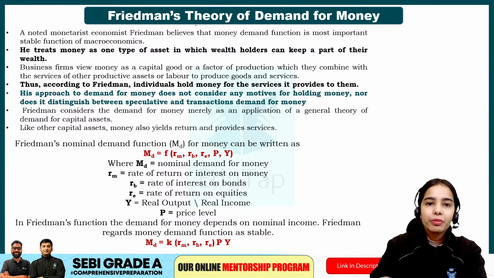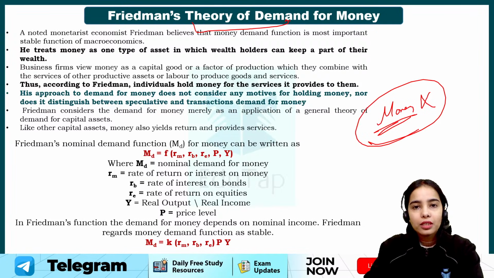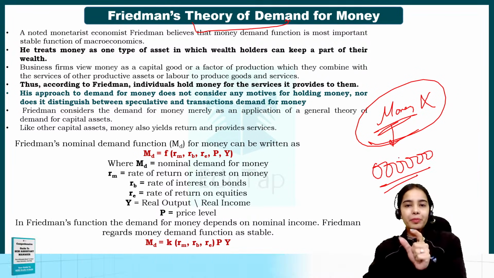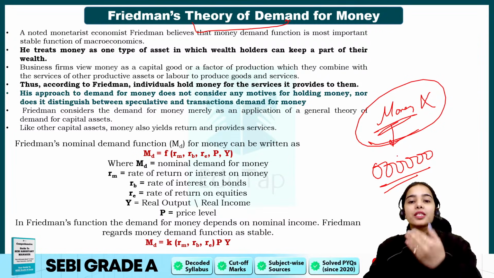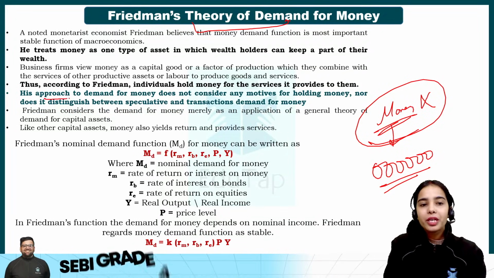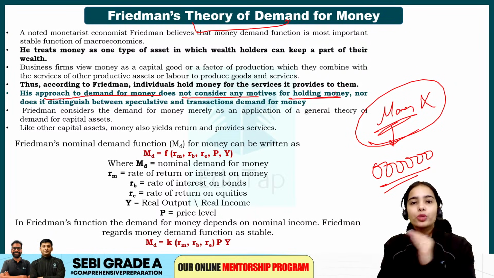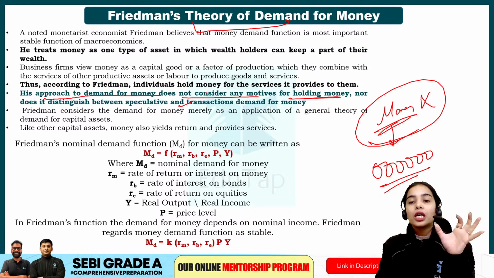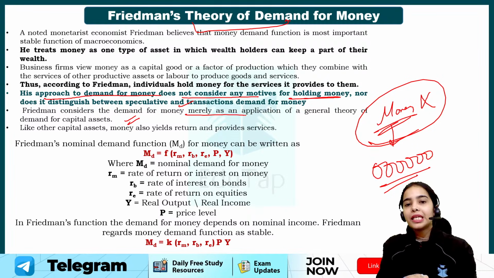Chalo. Now there is Friedman's theory of demand for money, which states that there is no particular reason for holding the money. Money is stored because it can provide various functions. So money is not demanded because of one particular reason. Money is demanded because the money can provide various functionality. Okay. So the Friedman approach to demand for money does not consider any particular motive for holding the money, nor does it distinguish between the medium of exchange, store of value, speculative, transactionary motives and such. Friedman said that demand for money is merely an application.